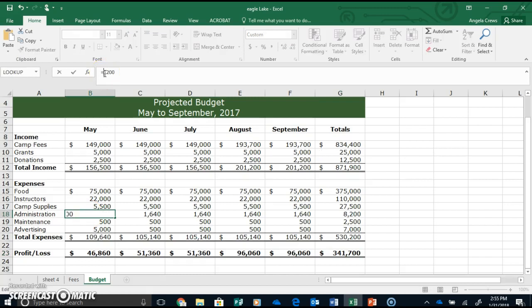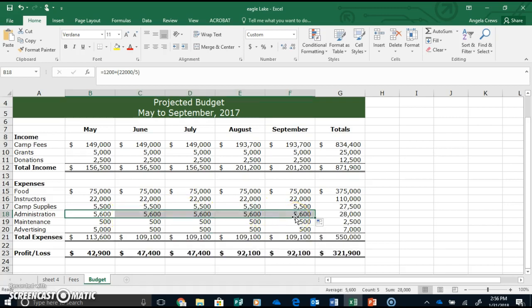So go up to the formula bar and add an equals before 1200, and then you're going to add, in parentheses, 22,000 divided by 5. Okay? So here's that new number. The first question says, what is the monthly amount of your administration expenses with your executive assistant? Go ahead and write that number down. Fill it across. What is your new total profit? Write that number down.